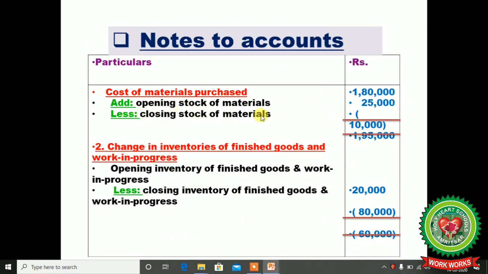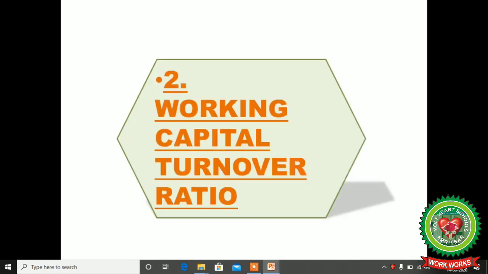See, add opening stock of raw material, less closing stock. You get the amount 1,95,000. The change in inventory of finished goods and work in progress is already given in the statement. Opening inventory of finished goods and work in progress, deduct the closing inventory, the left out part with the company. So here the exact part is a negative change of 60,000.